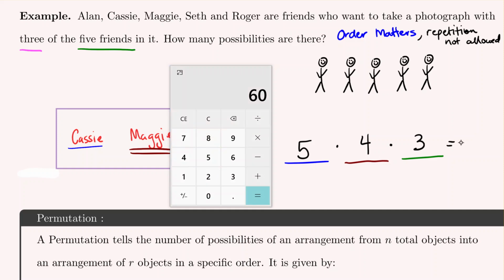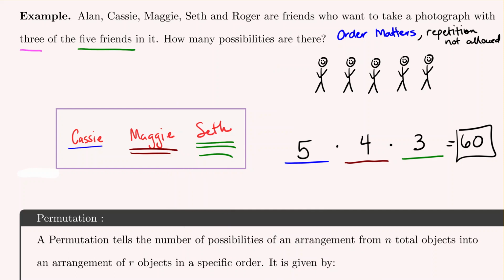And we would get 60 as our possibility. There are 60 different ways we could create a photograph from the 5 friends if only 3 of the friends are in the photo. Now, so far this is not new reasoning. We learned this kind of reasoning in our previous video. The reason we bring this up in our permutation section is that we could have also solved this problem through something called a permutation. And once we know how the permutation formula works, it's actually a nice shortcut.